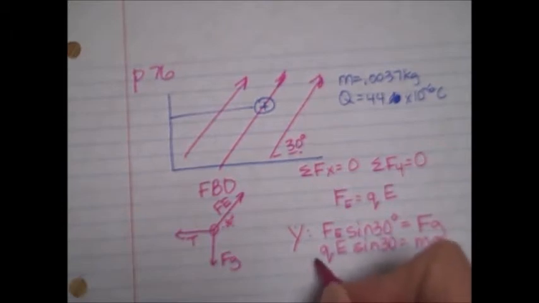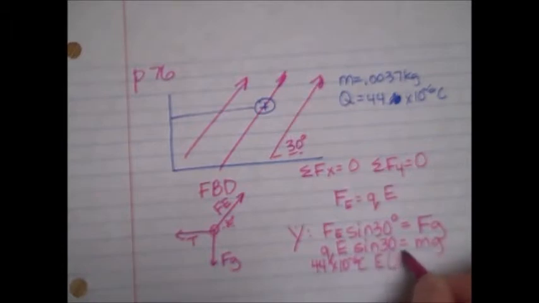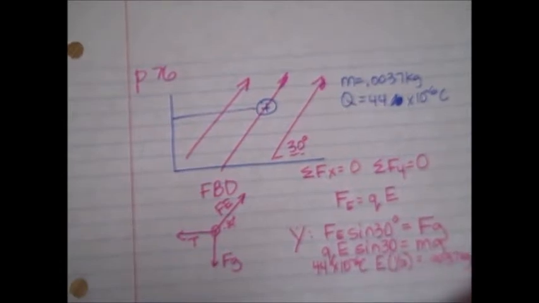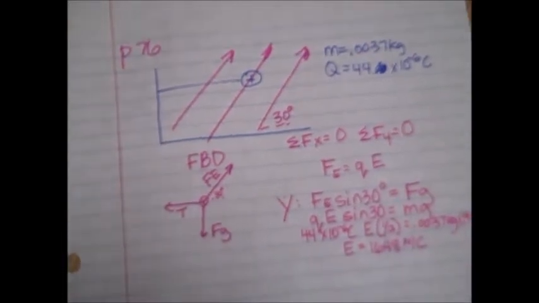So QE sine 30 equals mg. So now I can plug in values. 44 times 10 to the minus 6 coulombs times E, the electric field, times sine 30, which would be 1/2, equals the mass, 0.0037 kilograms, times g, which is 9.8. From that I got that the electric field strength is 1648 newtons per coulomb.